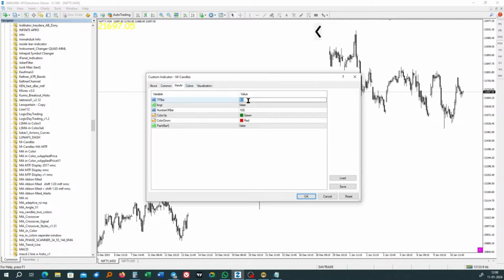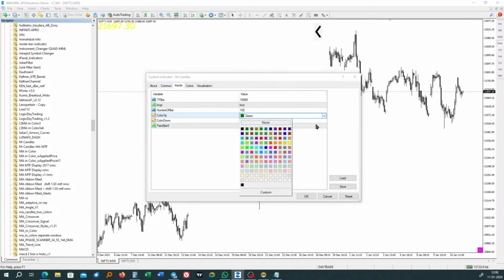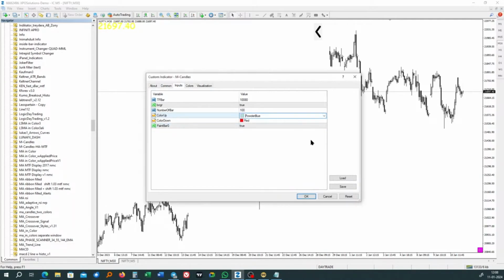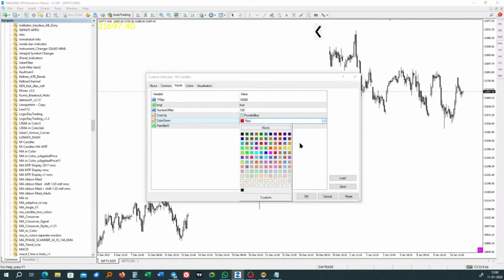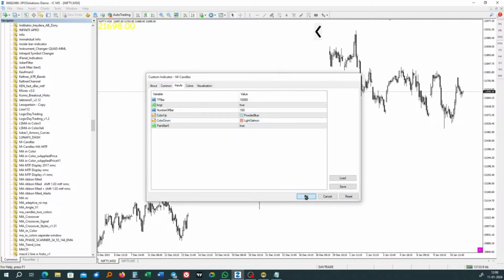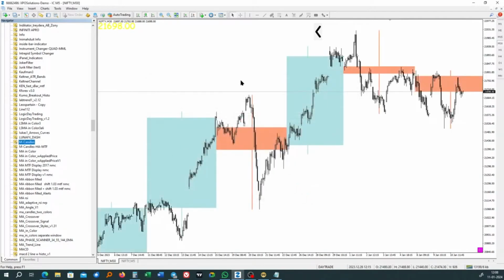So what is the time frame you want? I'm adding weekly time frame, background color yes, true, and number of bars true, paint bar 0, which means the current candle you want to place it, paint bar yes. I'm changing the color a little bit lighter so that it's easy for our eyes. Click okay. This is a normal candle.